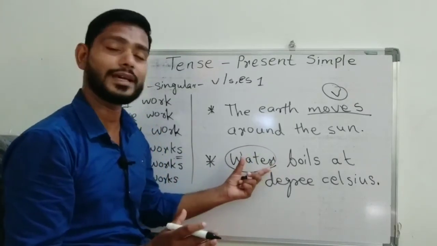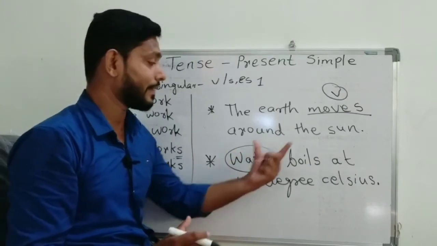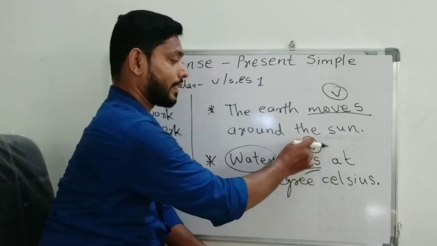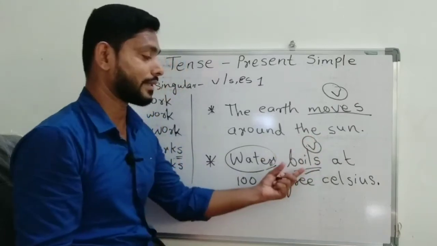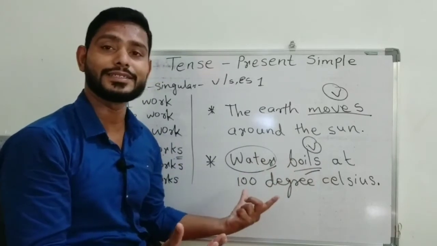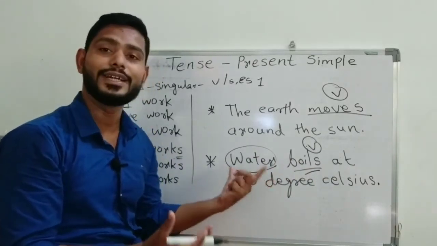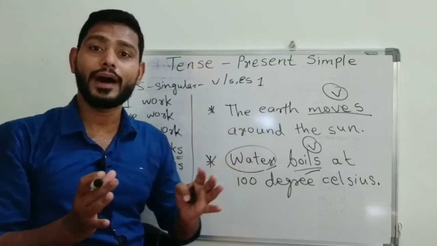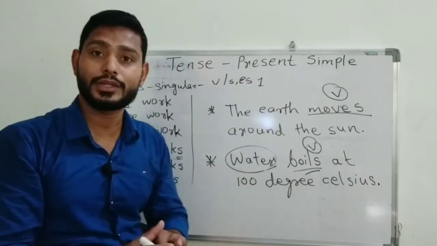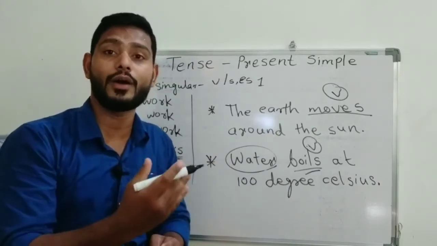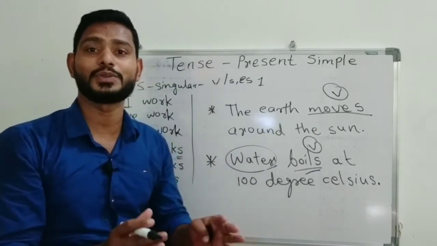So here the subject is water, and the verb is again in simple present, the base form with s: boils. So the sentence is very meaningful, and it is all about a scientific truth. I hope the first main part of present simple structure, and commonly when, why and how we use it, is clear to all of you.